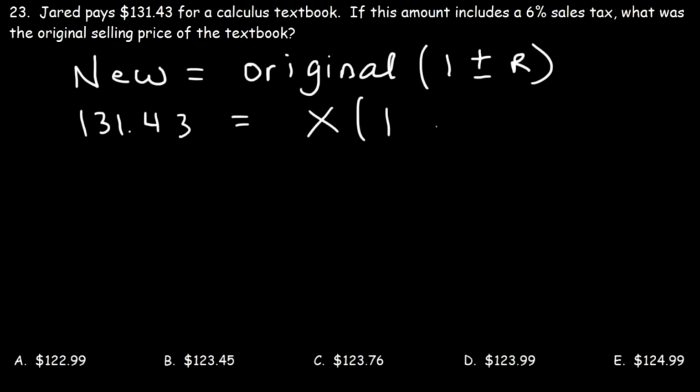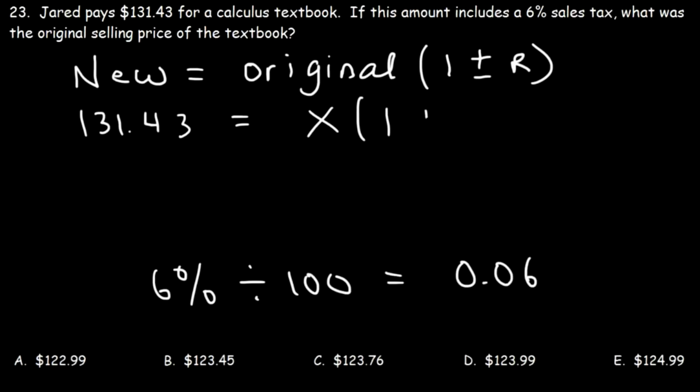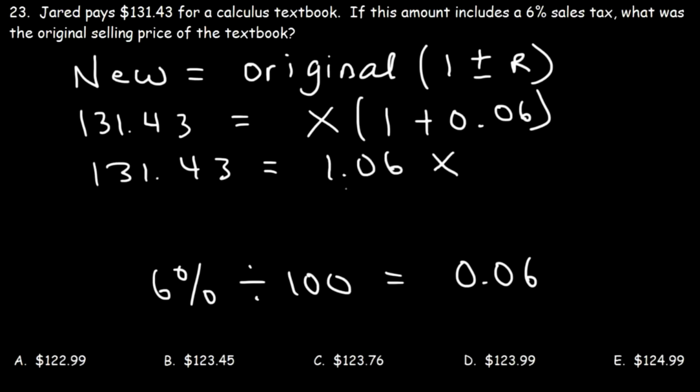The sales tax is going to increase the price, which means the original price is less. So we have to use 1 plus r instead of 1 minus r. Now, 6%, if we convert that into a decimal by dividing by 100, that's 0.06. So this is going to be 1 plus 0.06. So 131.43 is equal to 1.06 times x.